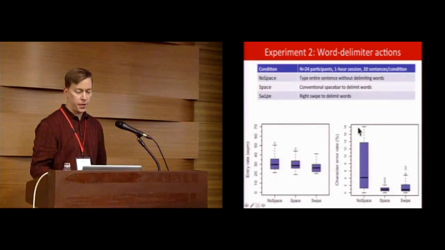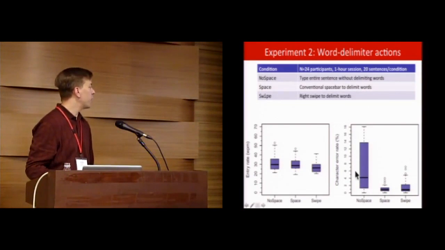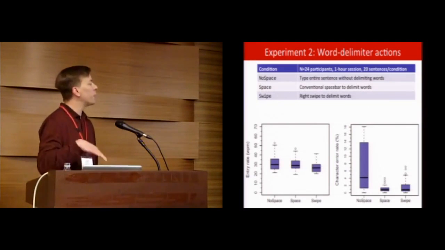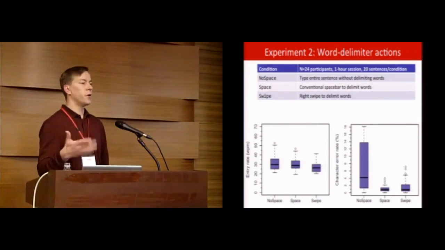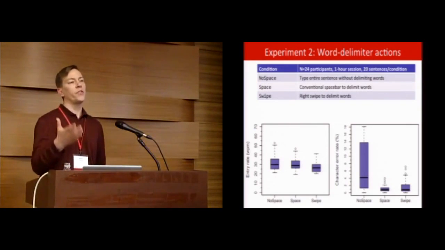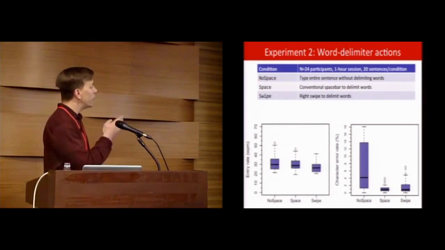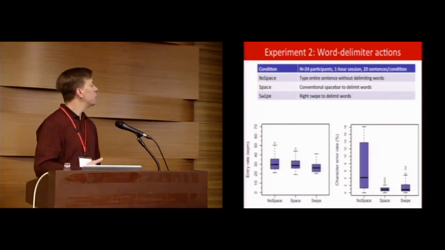But no space, what's going on here? We've got quite a large box plot here. In this experiment we saw for a subset of our users, about 6 of them, VelociTap was persistently failing to insert those spaces, and so this drove the error rate up quite a bit.